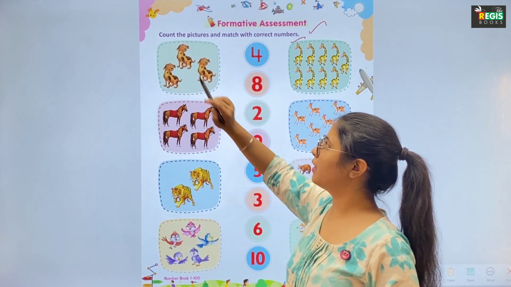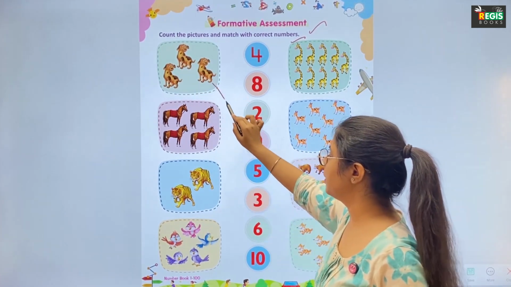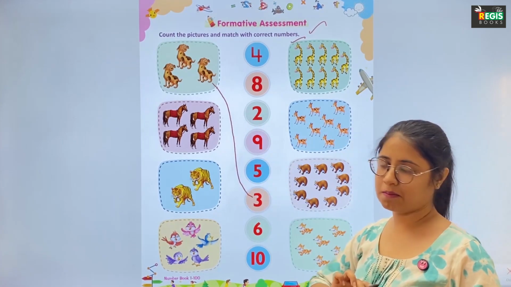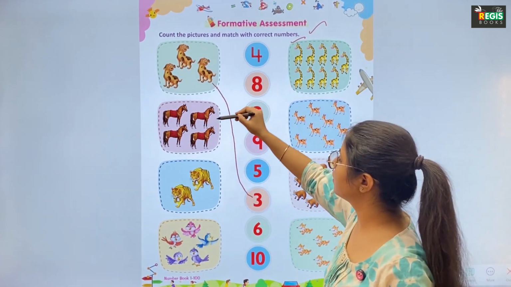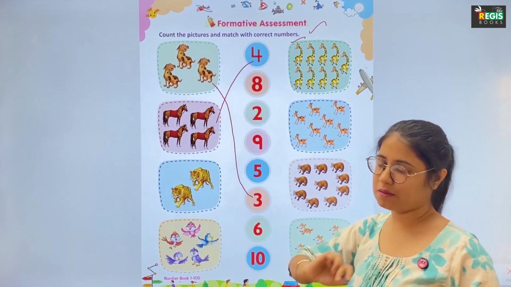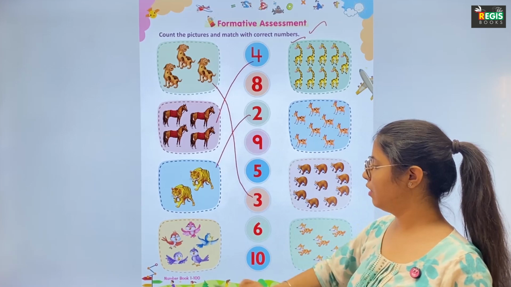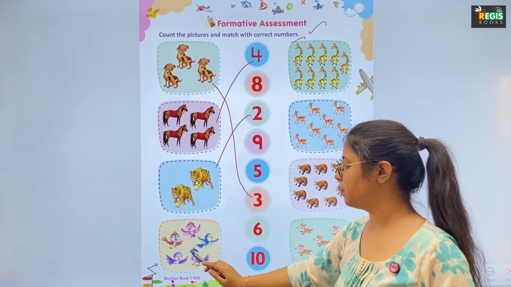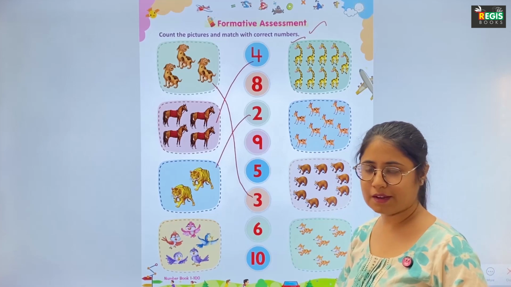1, 2, 3. 3. So this is number 3. We will match them like this. 1, 2, 3, 4. 4 horses. This is how we will match. 1, 2. 2. 1, 2, 3, 4, 5. These are 5 birds, so we will match with the number 5.